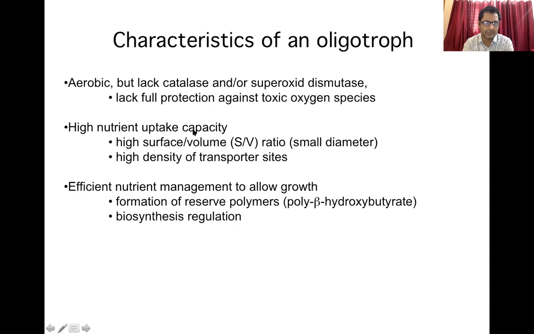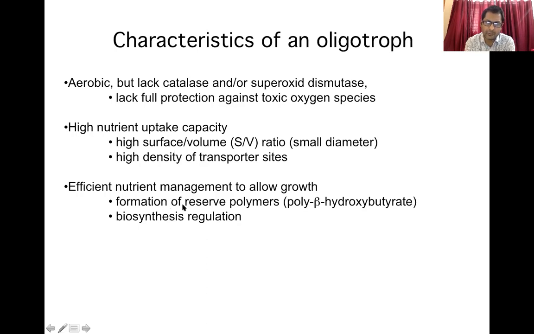High nutrient uptake capacity, high surface to volume ratio. So they have a high surface area, low volume, and high density of transporter sites, because they can adapt themselves to very low nutrient conditions. This means they need a high number of transporters, highly efficient cells, so that all the low nutrients present in the environment can be taken up by the cell with the help of transporters. One more important point is that they have efficient nutrient management to allow growth.